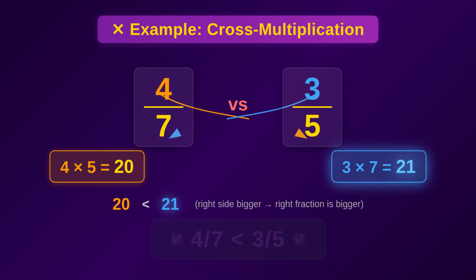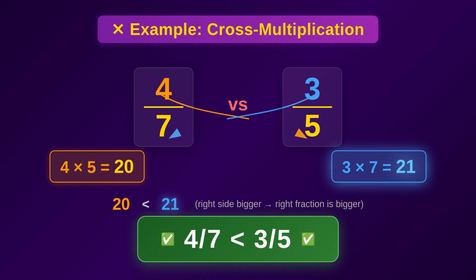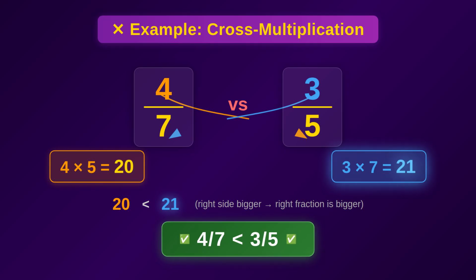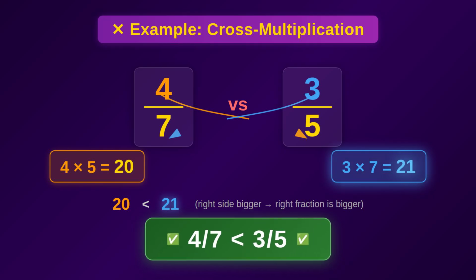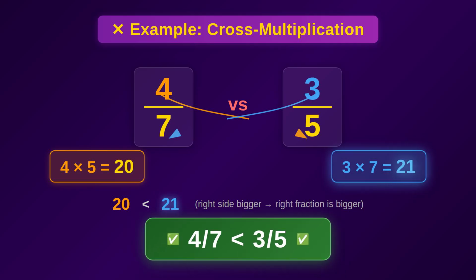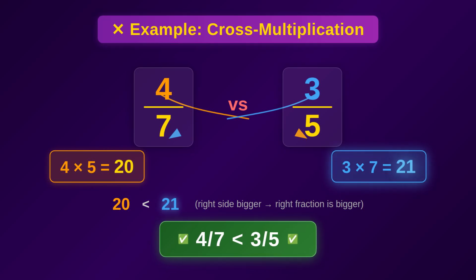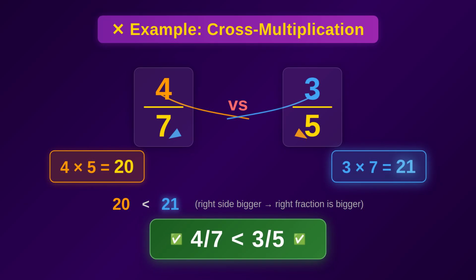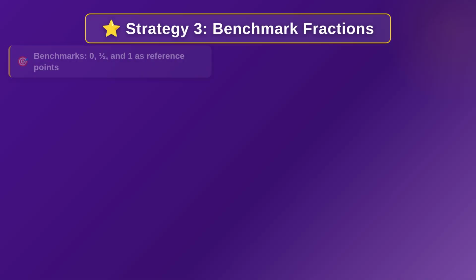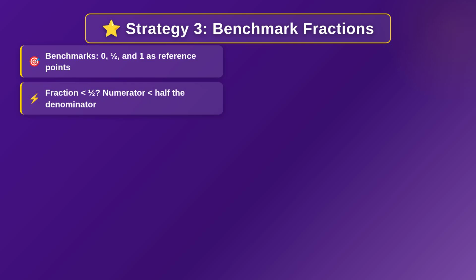Now multiply diagonally. First, 4 times 5, that's 20. Write 20 on the left side. Then, 3 times 7, that's 21. Write 21 on the right side. Now compare 20 versus 21. Since 21 is bigger and it came from the right fraction, 3/5 is the bigger one. So 4/7 is less than 3/5. 2 multiplications and we're done. That's the power of cross multiplication, quick and clean every single time.